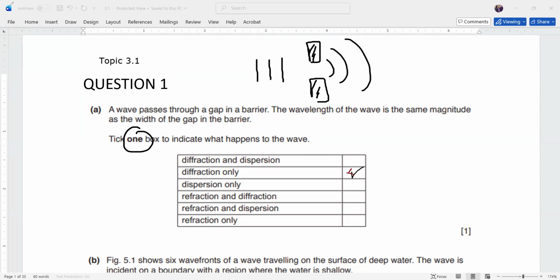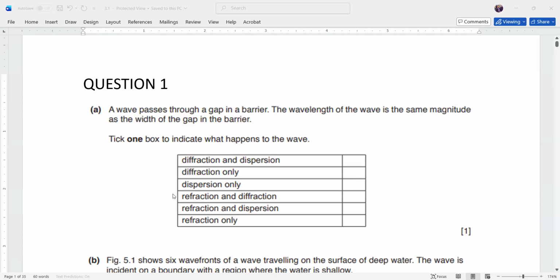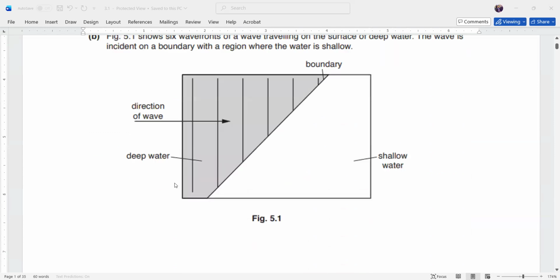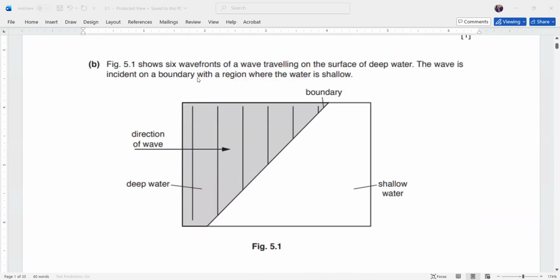Refraction is possible only if the speed of the wave changes. Like one side of a gap or a barrier, if it was deep water, the other side shallow. Now, figure 5.1 shows six wave fronts which are traveling on the surface of deep water. The wave is incident on the region where the water is shallow. If I say complete the diagram, what will be the result? Moving from deep to shallow. So how will it look?